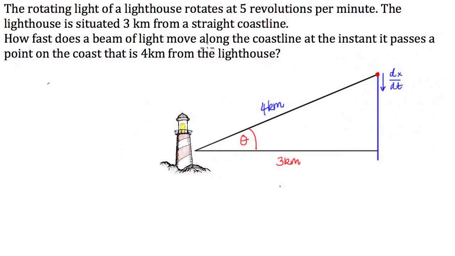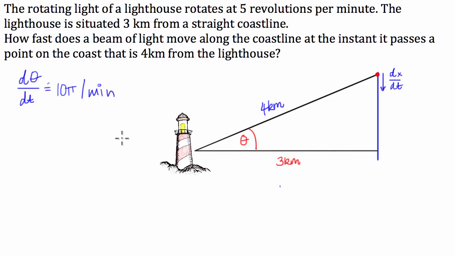Now what else have they given us? We're also given the fact that the lighthouse rotates at 5 revolutions per minute. Okay, so if a full revolution is 2 pi radians, this is going to be 10 pi radians. So we can actually write that one down. Our change in angle with respect to the change in time, d theta dt, is equal to 10 pi per minute. Great.